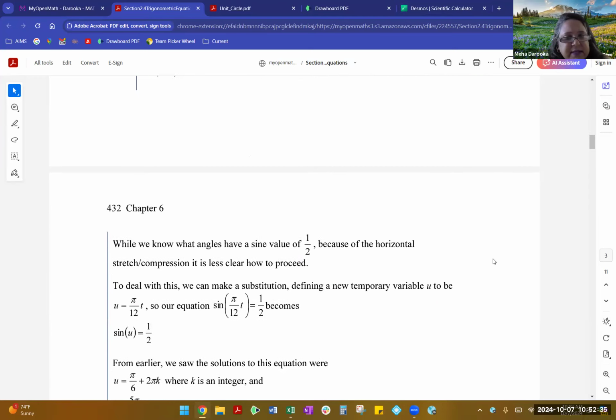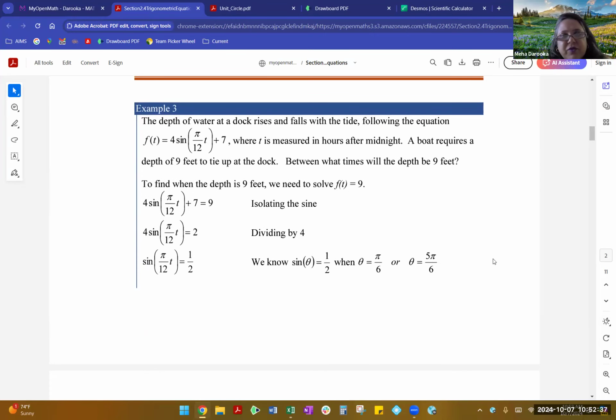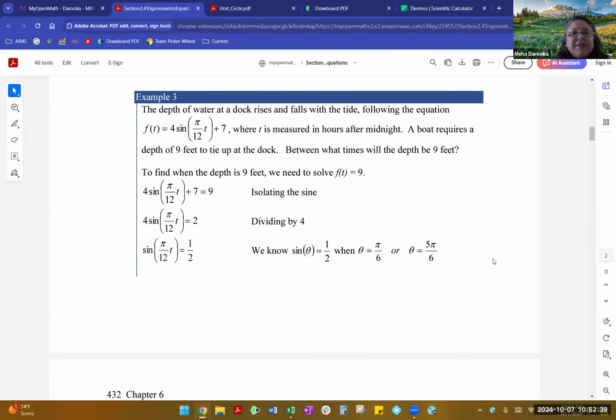Okay, let's look at this little application over here. So this is talking about the depth of water at a dock that rises and falls with the tide, as we would expect that to be.